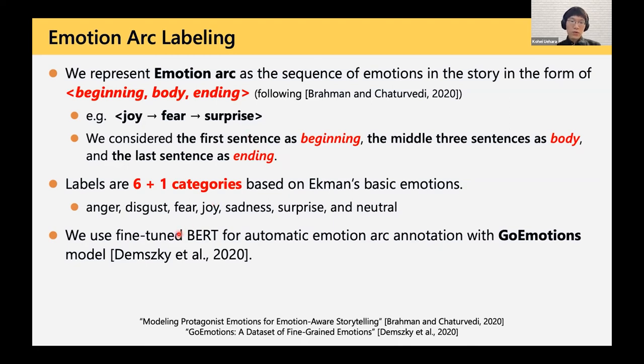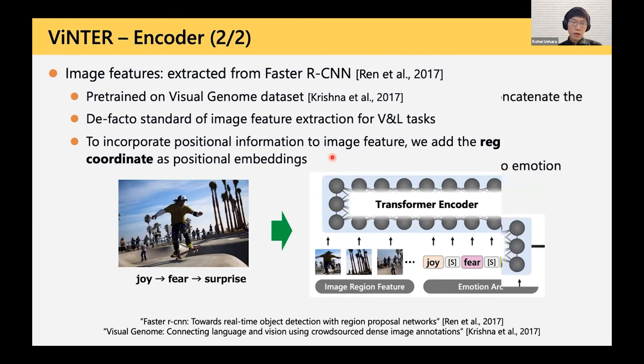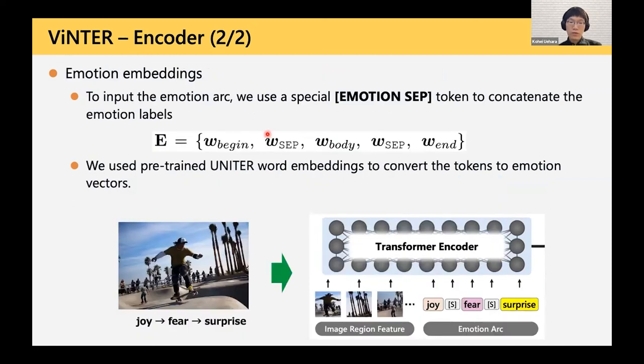To get the golden labels for the emotions of image narratives, we use a BART-based emotion classification model. Image features for input to the model were extracted using a Faster R-CNN, which is often done in this field. To include positional information in the image features, we add the region coordinates as positional embeddings. The emotions of each part are represented as word tokens and entered into the model. In addition, we use a special token called the emotion step token to concatenate the emotion word tokens. And we used pre-trained word embeddings to convert the tokens to emotion embeddings.